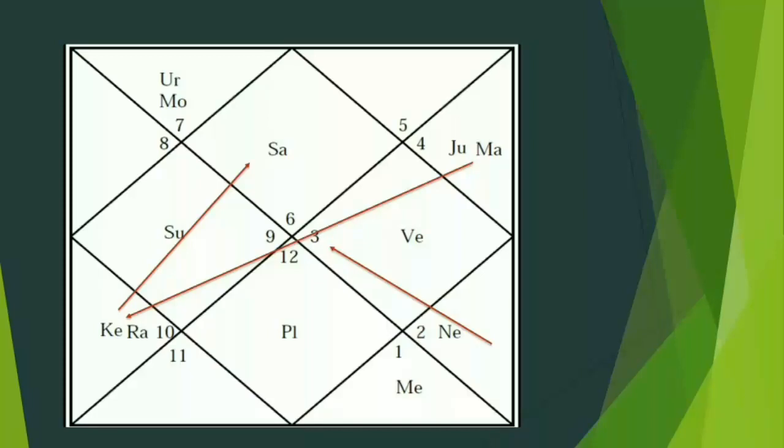Now, look at this example. This is a D20 chart of a very close friend of mine. You can see that Saturn is in the first house. I have also checked this native's D1 chart, where Saturn is the lord of the first house. So there is a connection between the D1 and the D20. Saturn is sitting in the first house of the D20 chart, and Saturn is the lord of the first house of the D1 chart. So Saturn in this case is a very important planet, and it should be considered to come to a conclusion.